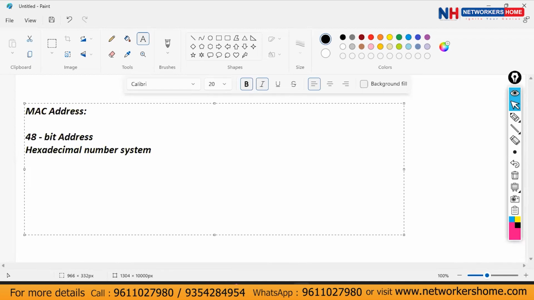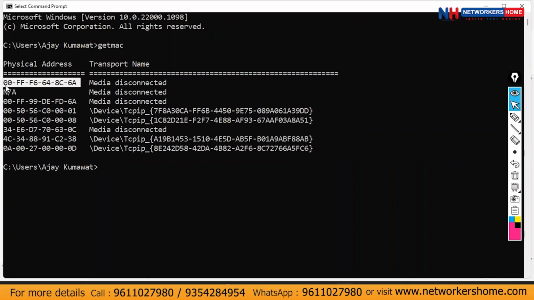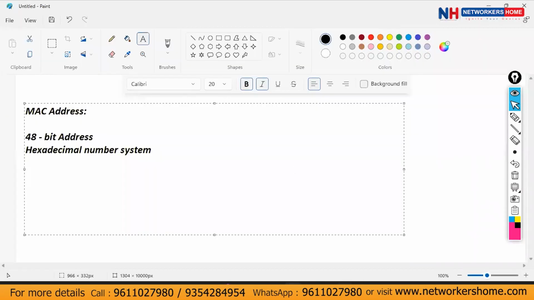Now, in case of your MAC address, there is no fixed separation. Depending on the operating system, the separation changes. Like if I show you in Windows, if I say getmac, you see how the MAC address is written. Let me just copy it from here. This is one format. Second, instead of hyphen, you will see colon. And the third format, these will be divided in groups of four and separated with a dot. This is how the MAC addresses are written.